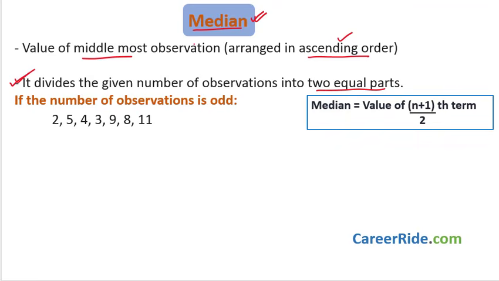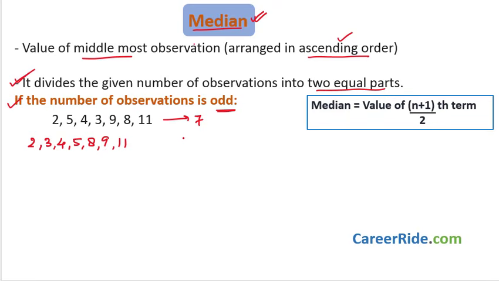Let's see this with the help of an example. The example that we have here has an odd number of items in the data set. The data set is 2, 5, 4, 3, 9, 8, 11. How many terms are there? There are 7 terms in this data set. The first thing that we are going to do is arrange the data in the ascending order, right? So now the data set will become 2, 3, 4, 5, 8, 9, 11.